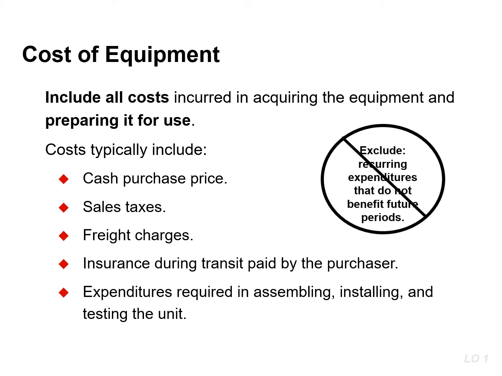Companies treat annual recurring expenditures that do not benefit future periods as an expense. For example, the cost of a motor vehicle license and insurance on company trucks and cars would be an example of a recurring expenditure.